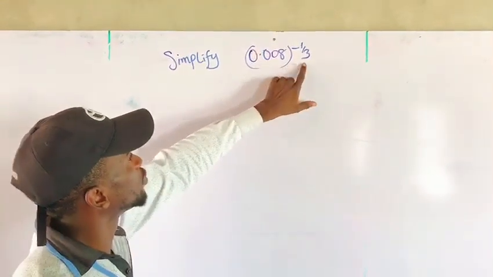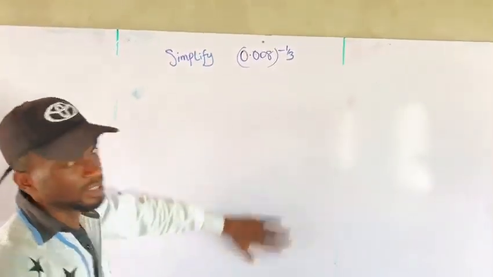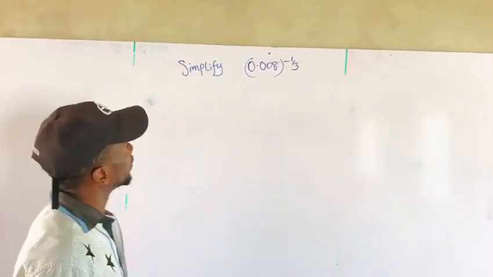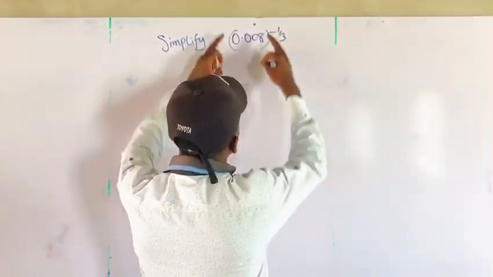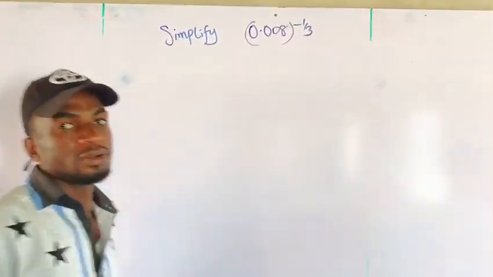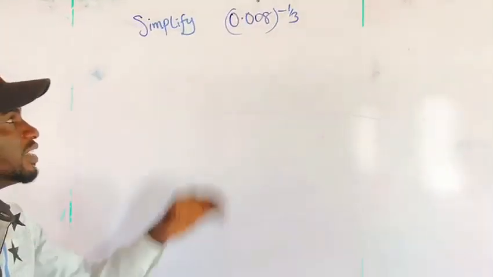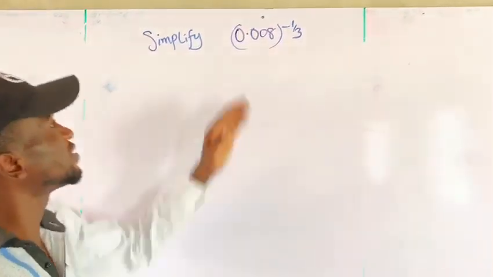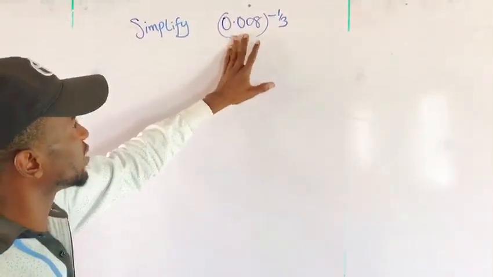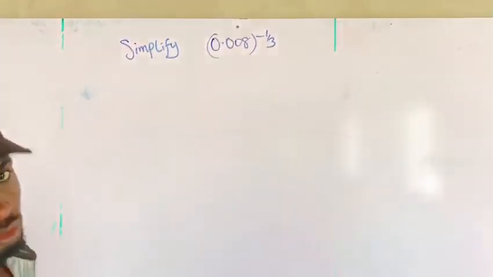Alright. The next question says simplify 0.008 raised to the power of 1 minus 1 over 3. This is the question. So now, the number inside the brackets is a decimal number. We don't solve indices using decimals. It becomes cumbersome and difficult for us to solve. So first thing, we think of how to convert this decimal inside the bracket into a fraction.